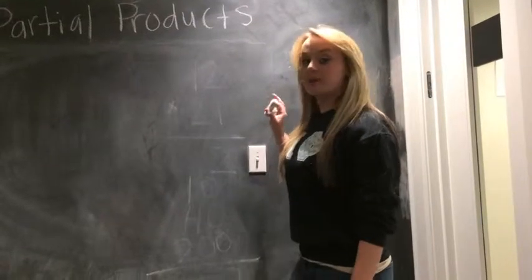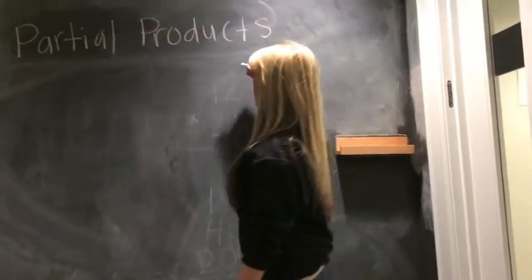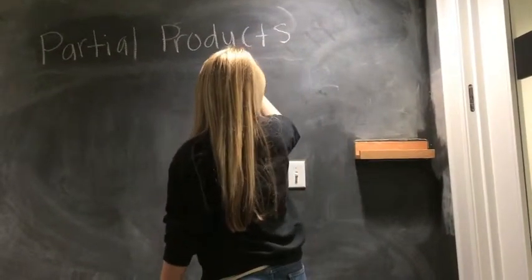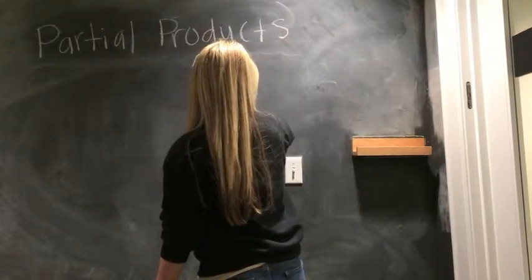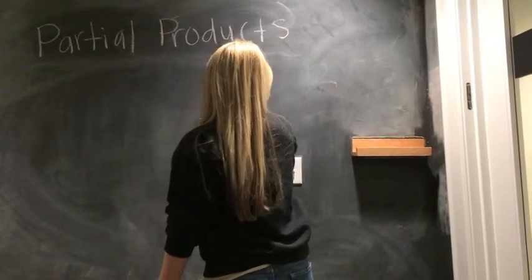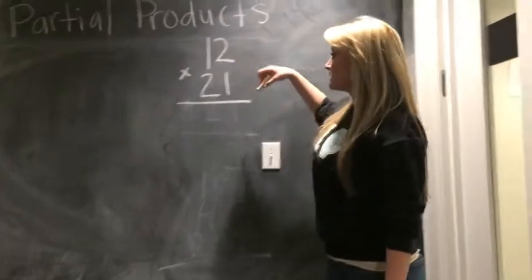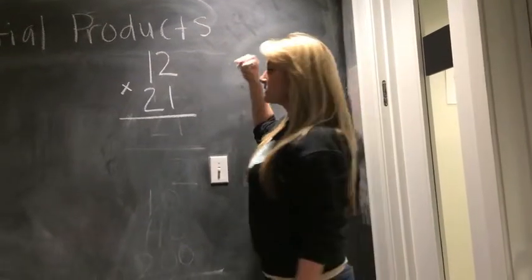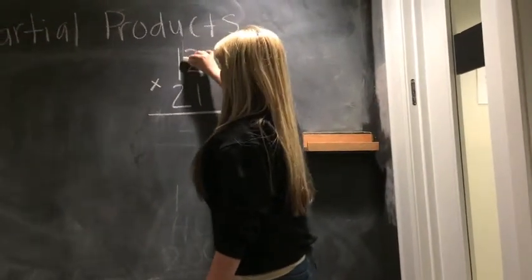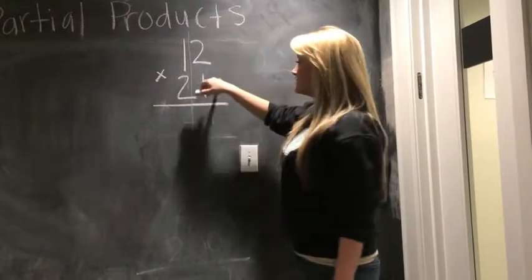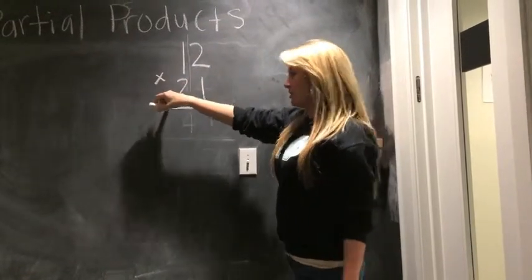Class, so today we're going to learn about partial products, and we're going to begin with this problem that I'm putting on the board. Now before we can understand this, we need to understand what the ones column is and the tens column is. So if I put a line in between here, this is the ones column and this is the tens column.